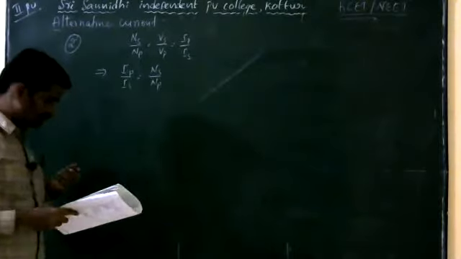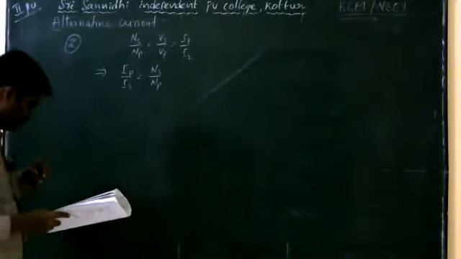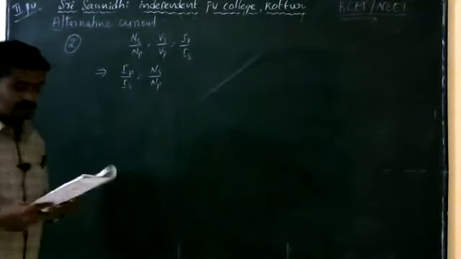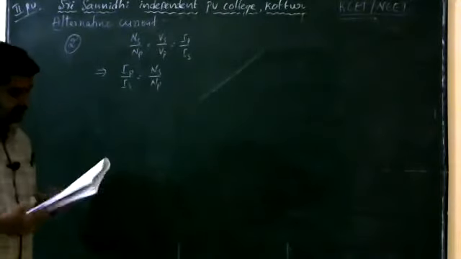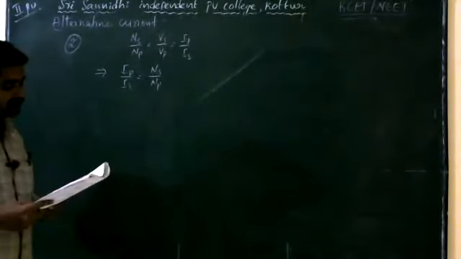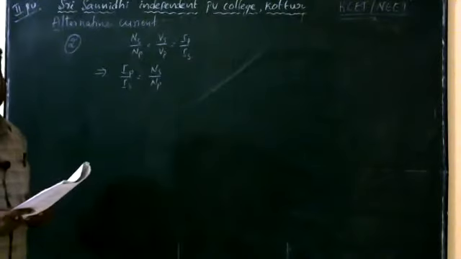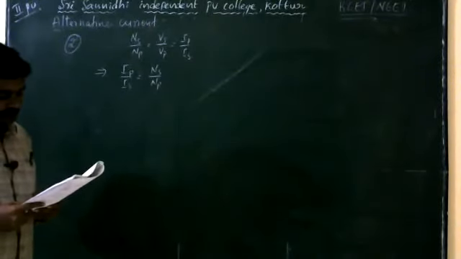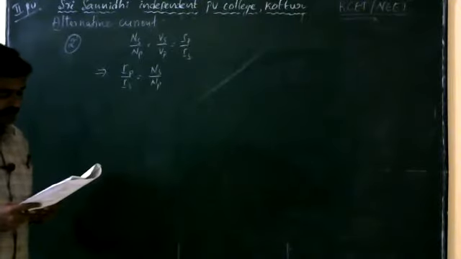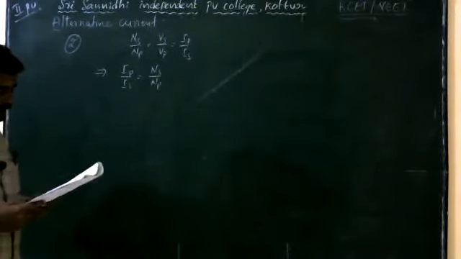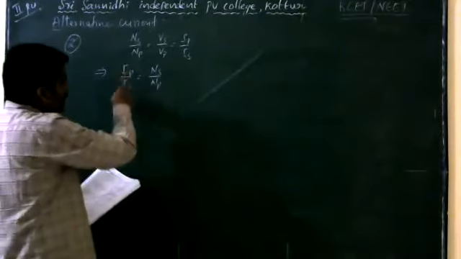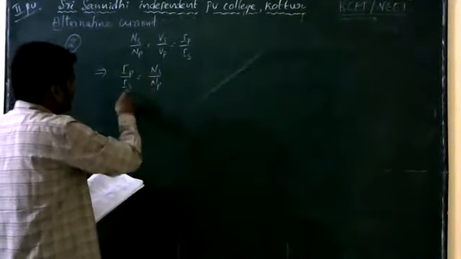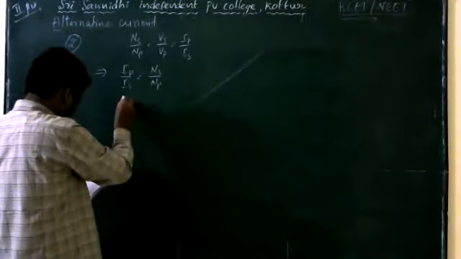Step down transformer? Again, for the step down transformer, we need the current in the secondary coil. So here IP by IS is equal to NS divided by NP. What we need is IS, and IP is given to you.